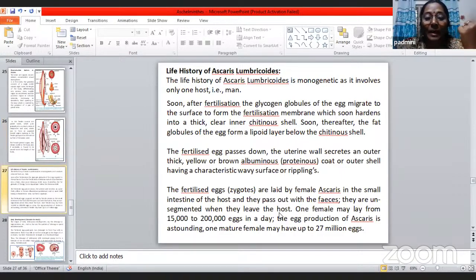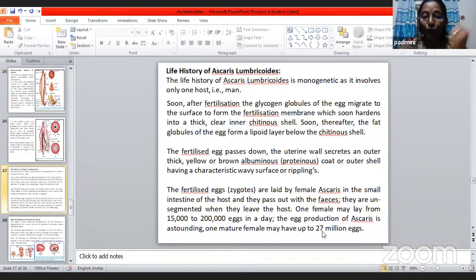One female may lay around 15,000 to 2 lakh eggs in a day. Imagine, my goodness, 15,000 to 2 lakh eggs in a day. So its work is only to keep laying eggs. And in its life cycle, a mature female can lay up to 27 million eggs.